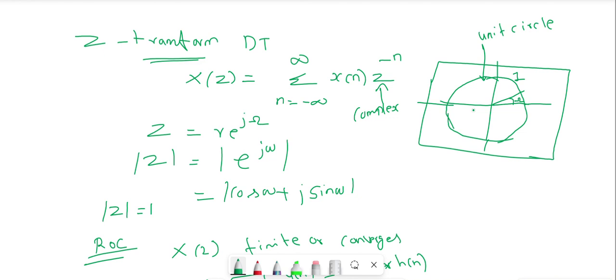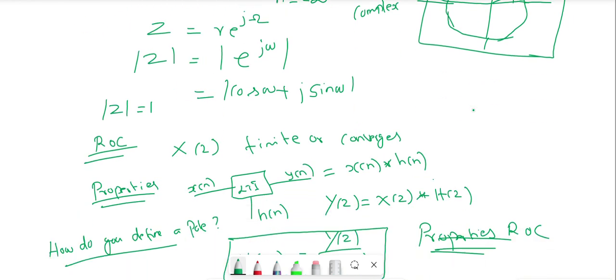And what do we mean by ROC? We have defined the region of convergence. ROC, region of convergence, is all the values of z for which X of z is finite or converges. And the properties also we have discussed: linearity, time shifting property, scaling property, differentiation property, convolution property, and the properties of ROC.